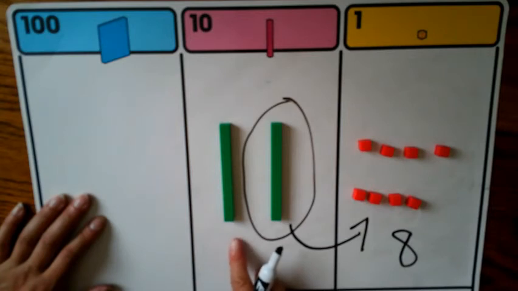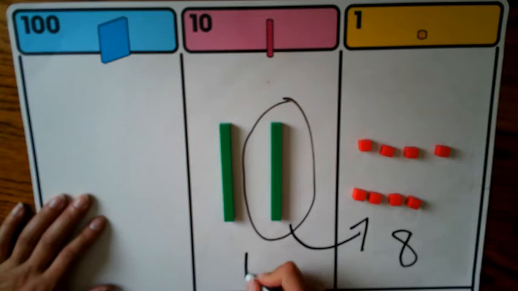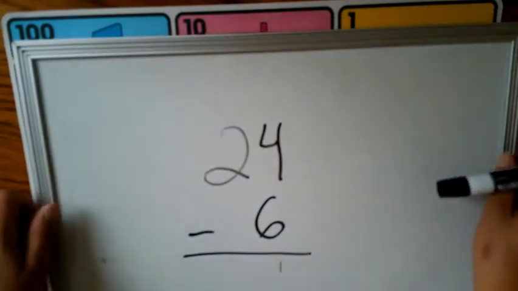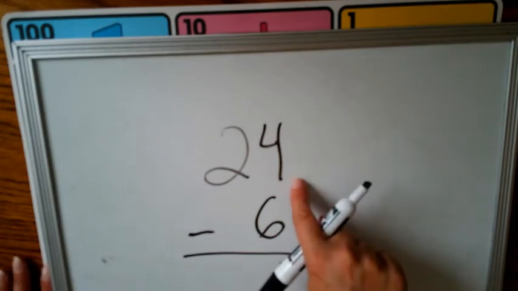And how many tens are left over? If you said 1 ten is left over, please kiss your brain. You are absolutely right. So let's get back to our math equation. What is this going to look like?